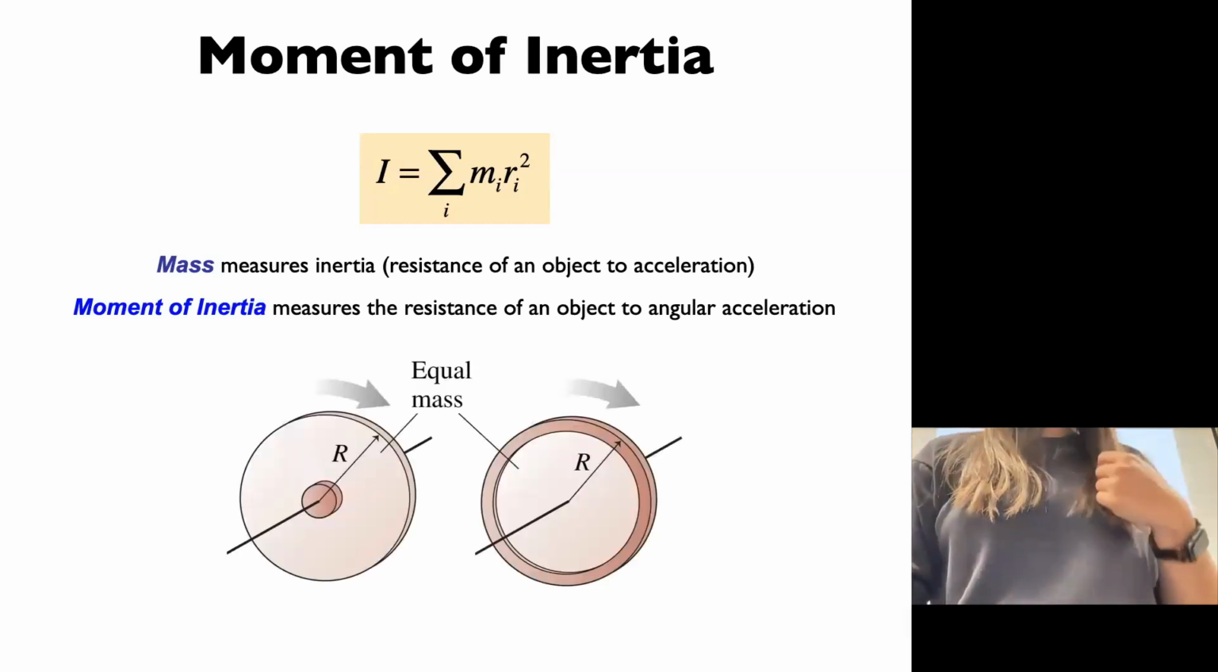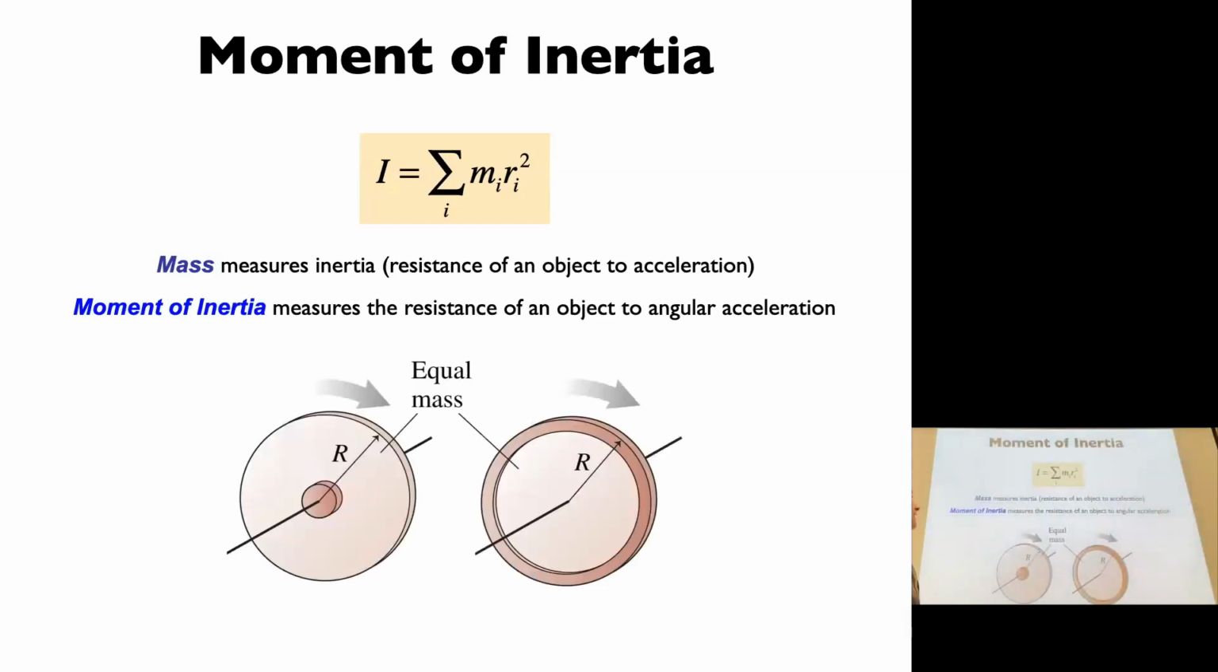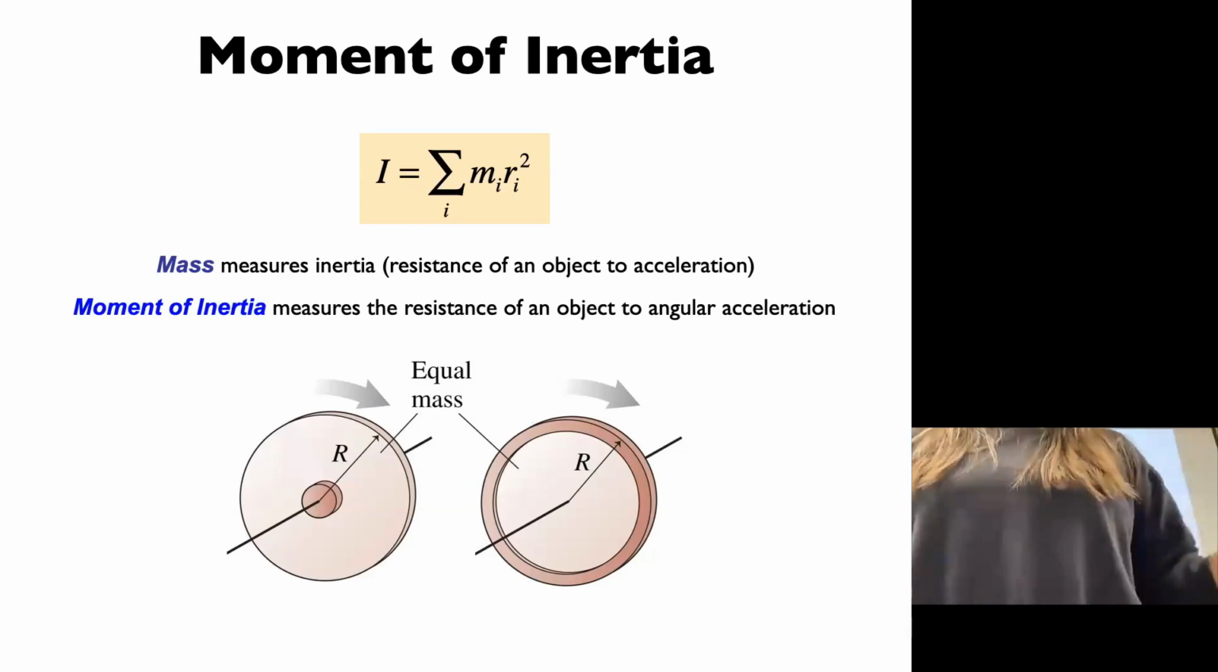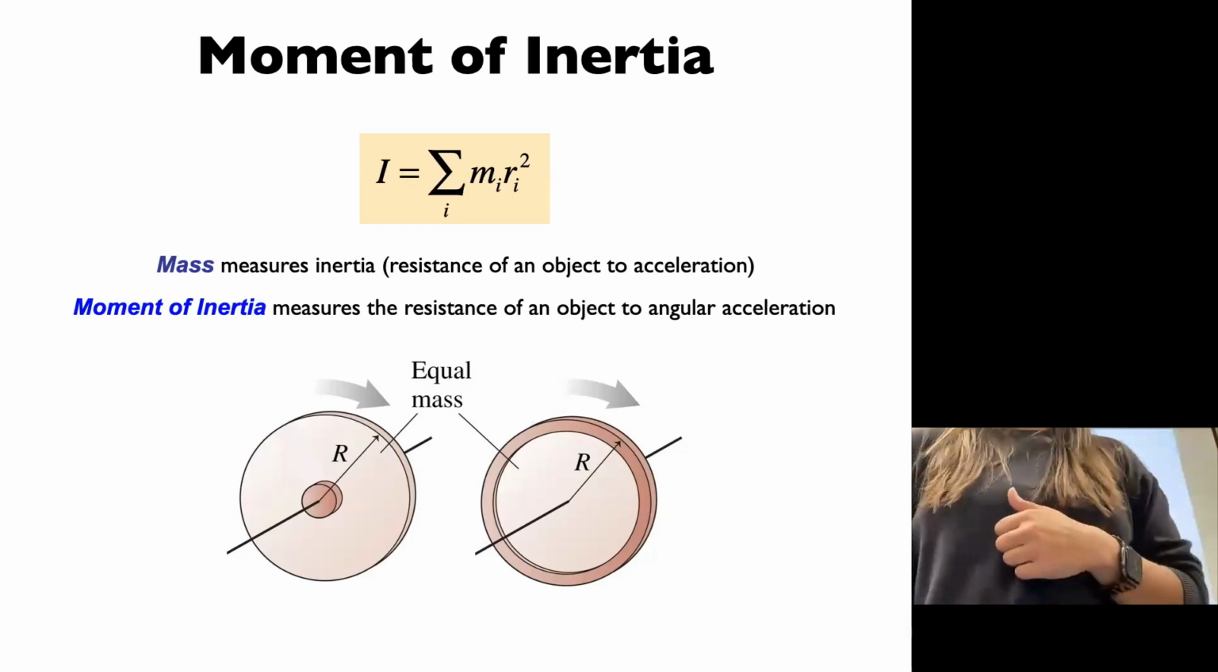So if these things have equal mass, right, this is going to have a much smaller moment of inertia than this. Right, so given an equal distribution of mass, the farther the mass is from the axis of rotation, the harder it's going to be to rotate.